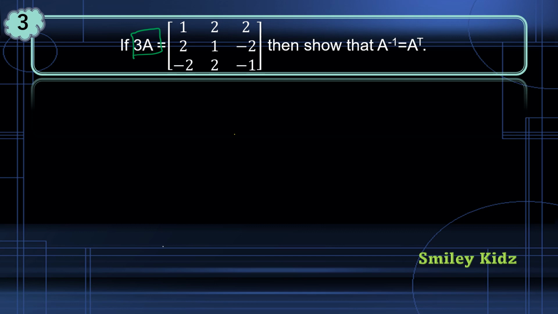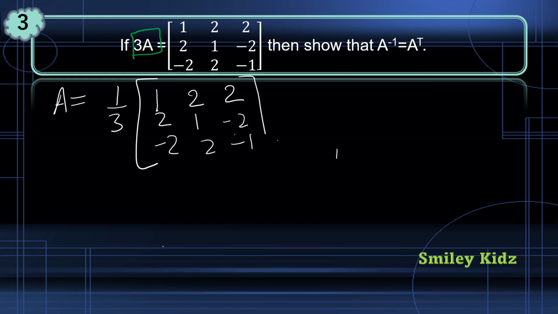Now A over here is going to become 1 by 3 into the matrix that is there. 1 by 3 into 1, 2, 3, 1, 2, 2, right, 2, 1, minus 2, minus 2, 2, minus 1. So, A is this one right now. Now, everyone, can I multiply 1 by 3 with every element? I can do that, right? I'm just making my sum way simpler, all right?